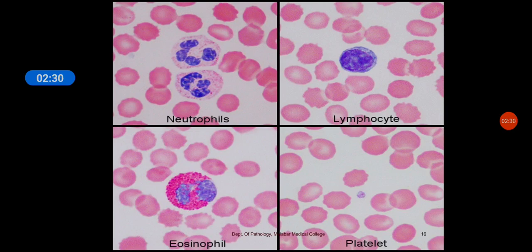Now this is a peripheral smear picture. What you should know is how to differentiate each WBC. A neutrophil, as you know in physiology, you might have learnt all these things, has 2 to 5 lobes, and it has a large cytoplasm with granules in it. Whereas a lymphocyte has a large nucleus and a scanty basophilic cytoplasm. Eosinophils have coarse, orange red granules in the cytoplasm, and the nucleus is bilobed.